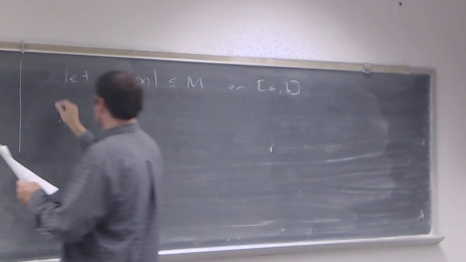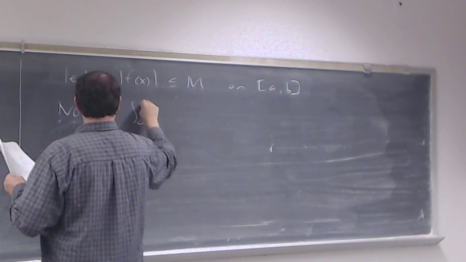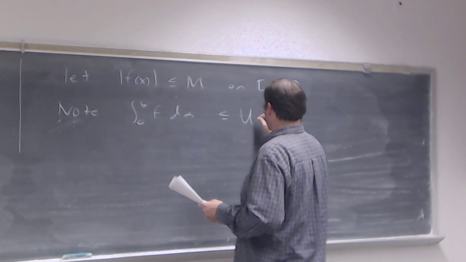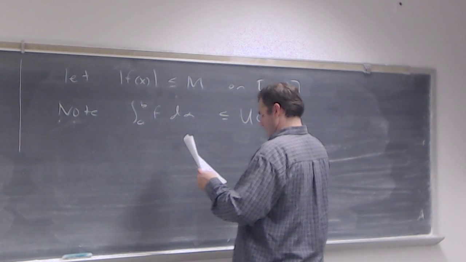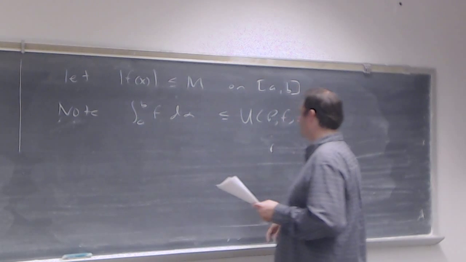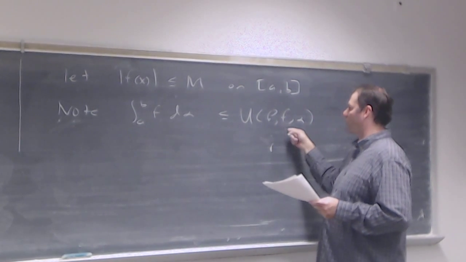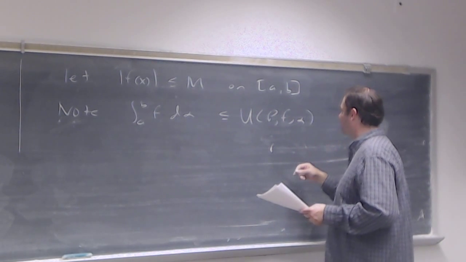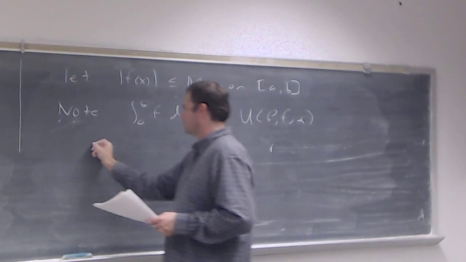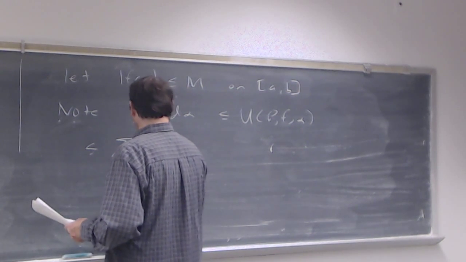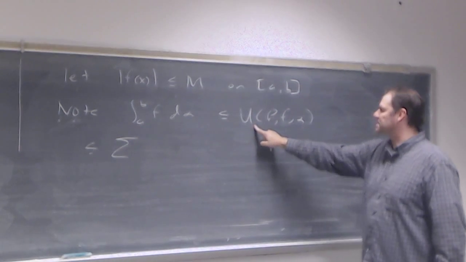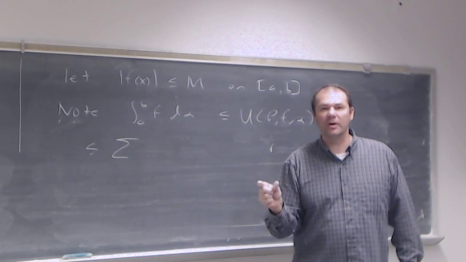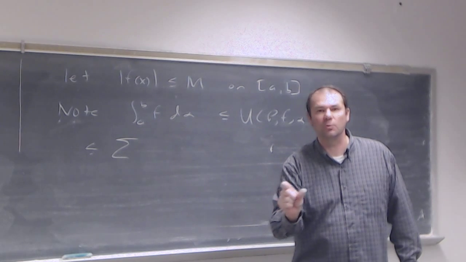So here, let's observe this. Note, the integral from A to B of f dα, that is going to be less than or equal to all the upper sums of any partition you give me. Why do I know that? Because this guy is the infimum over all partitions of these upper sums. And this upper sum is going to be less than or equal to the sum of M_i's, where M_i's are the supremum over the subintervals x_{i-1} to x_i.